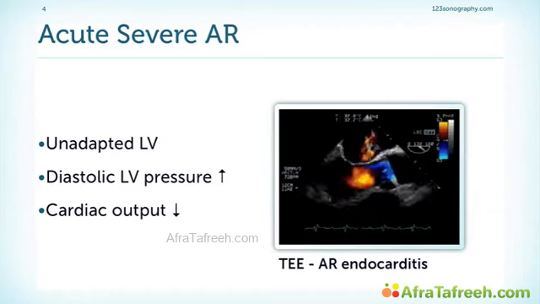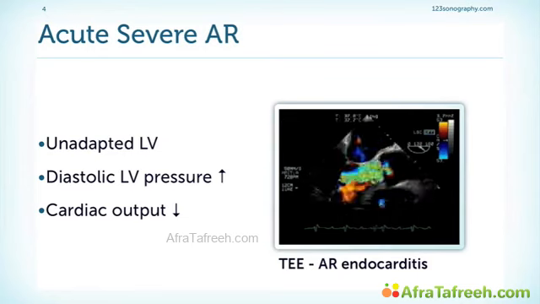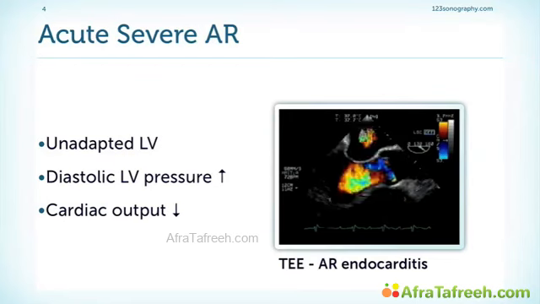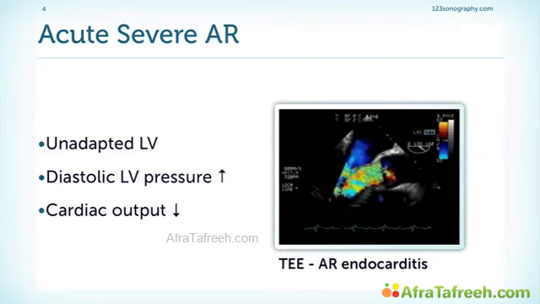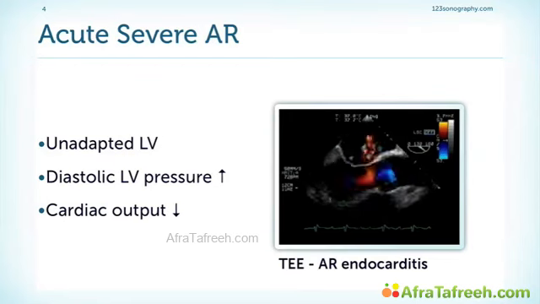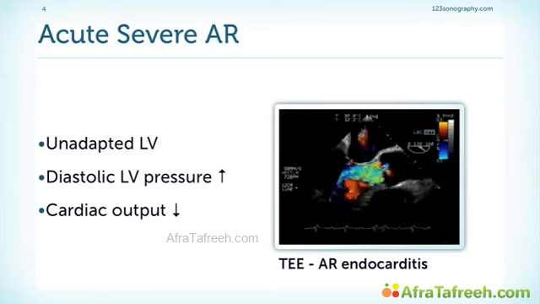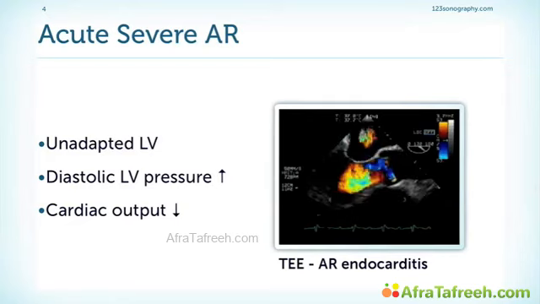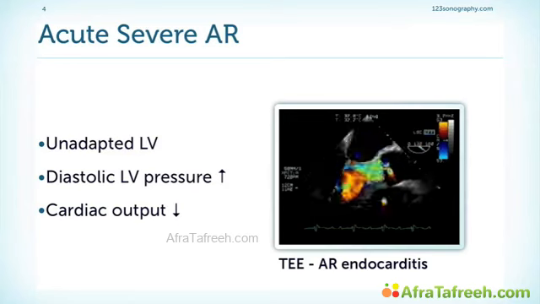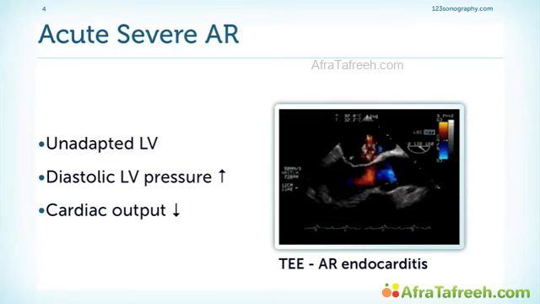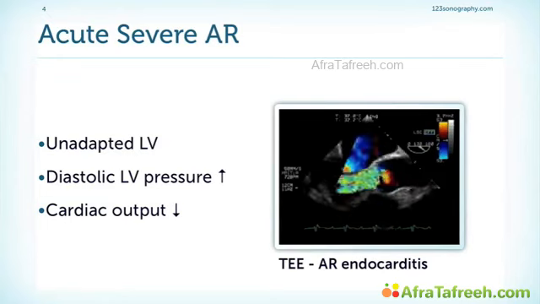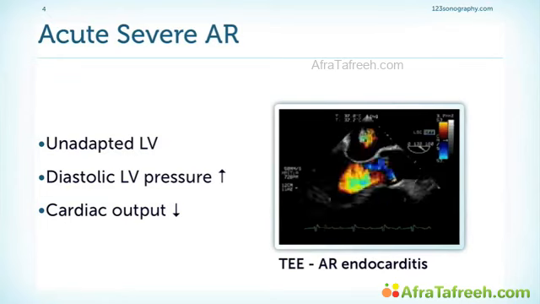So from a hemodynamic point of view, the problem is that we have an unadapted left ventricle. The ventricle is small and cannot accommodate the large regurgitant volume. This causes an increase in diastolic pressures, which then translate to the left atrium and thereby cause pulmonary edema. And in addition, we have a reduction in forward flow as the left ventricle fails, and thereby we have a reduction in cardiac output, in other words, cardiogenic shock.